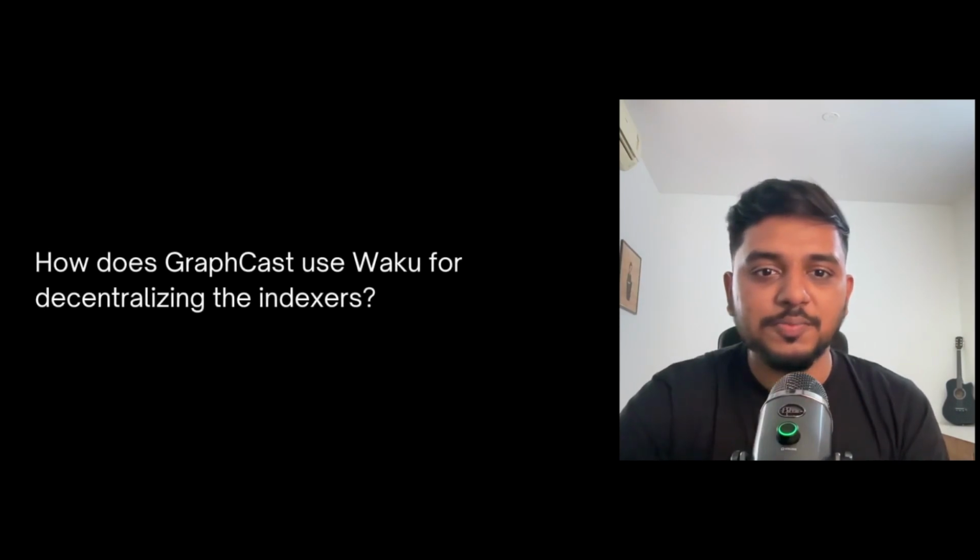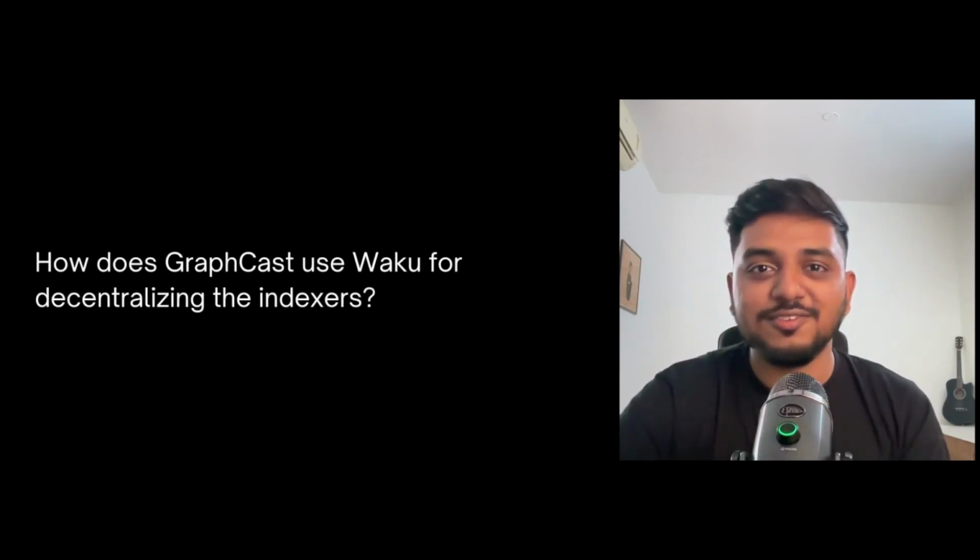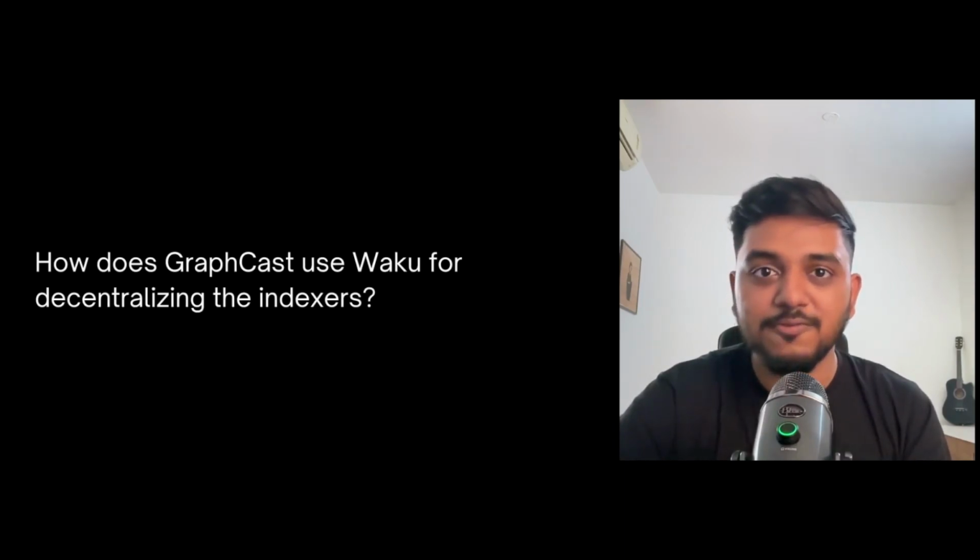Cool. So I know there's a lot of projects in the Web3 space which claim to be decentralized, but they still end up using centralized indexing solutions. I think GraphCast solves this problem in a very novel approach by using Waku for decentralizing your indexes. So can you tell us more about this from a technical perspective?